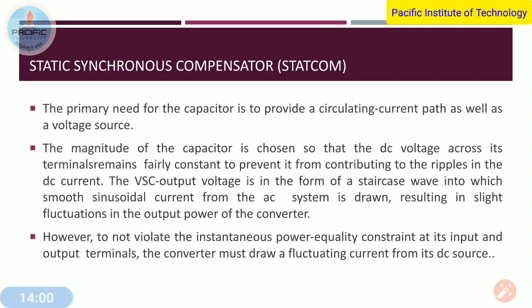So the voltage source converter output voltage is in the form of a staircase wave into which a smooth sinusoidal current from the AC system is drawn, resulting in slight fluctuation in the output power of the converter. So the output voltage of the voltage source converter is a staircase waveform, right? So this will produce a fluctuation in the output power of the converter due to the staircase output voltage.